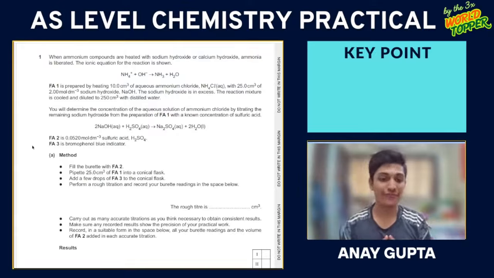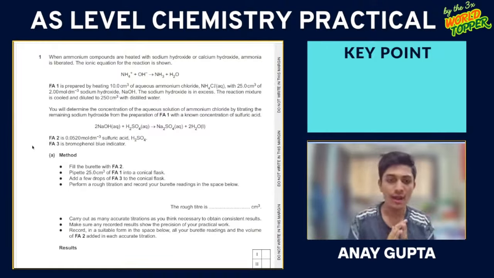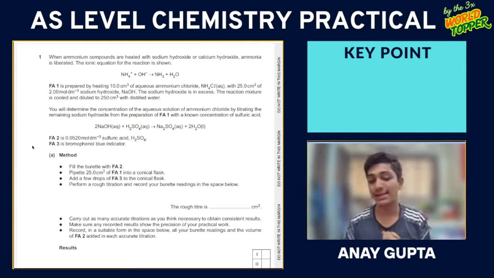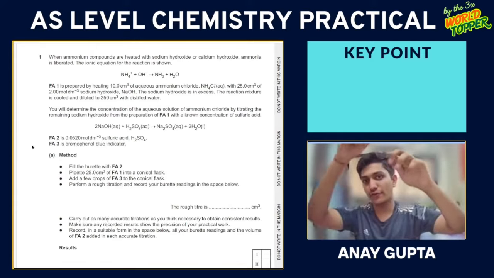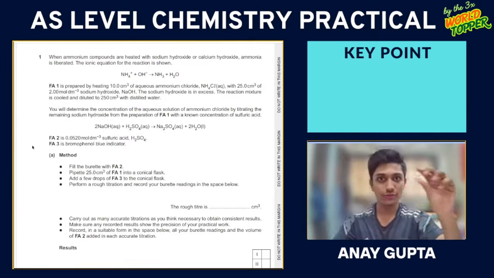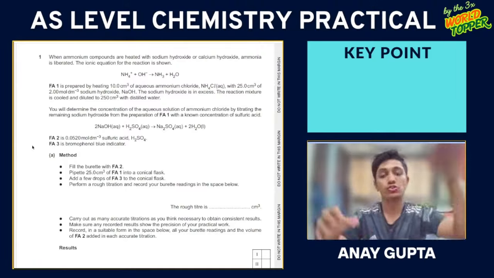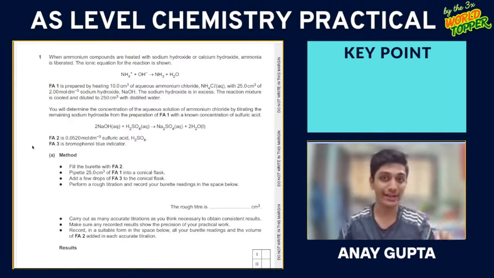Add a few drops of FA3 to the conical flask. So your FA3 is your bromophenol indicator, the acid-base indicator, and perform a rough titration and record your burette readings in the space below. Now what a rough titration is actually supposed to mean is, you just run down the liquid very quickly and swirl it, and whenever you see the liquid change color in the conical flask, you stop the tap and take the reading of the rough titer. That is what it is supposed to mean.